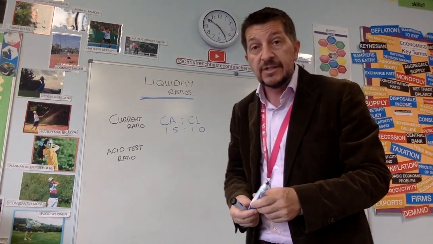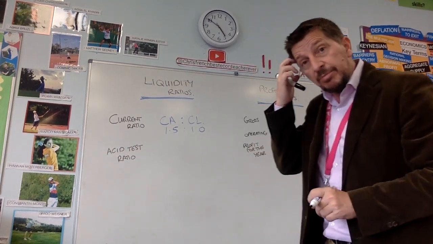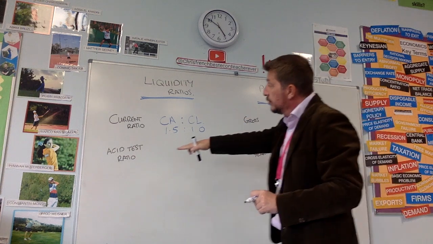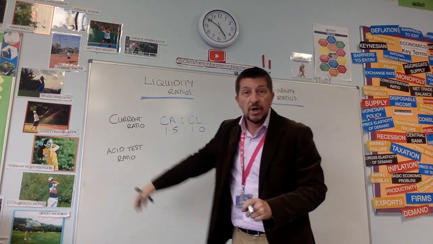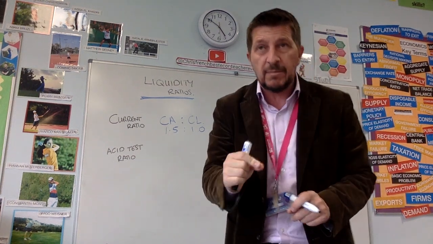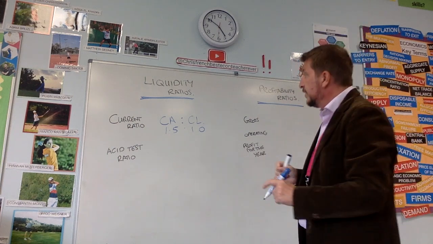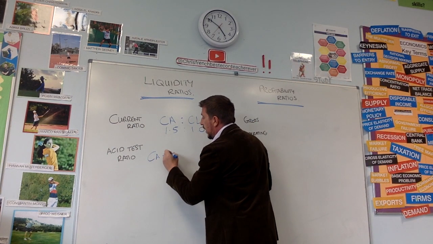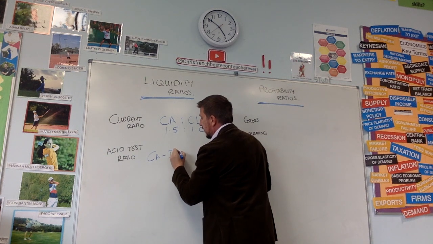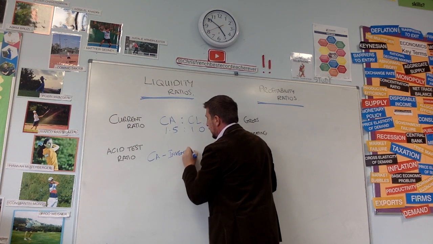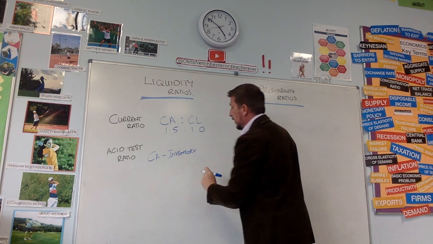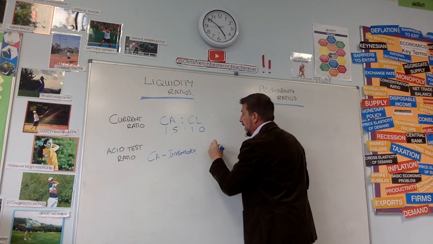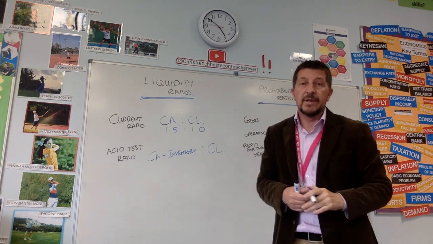But, and this is the big but, there might be a problem here, because if we use what's called an acid test ratio, which is a much more accurate way of measuring liquidity, what we do is we have our current assets take away our inventory and we compare that to our current liabilities.